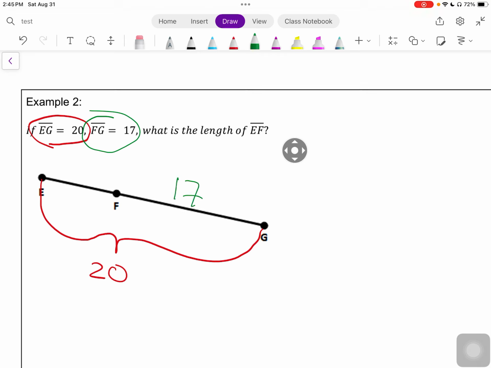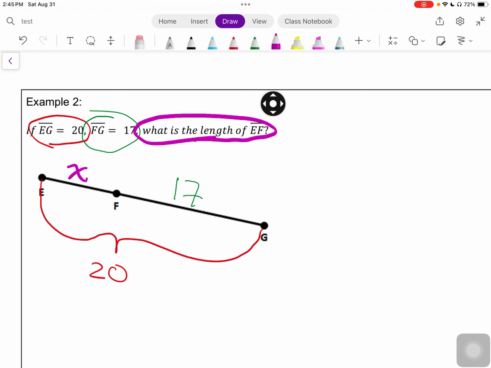And then what is the length of e to f? So now, a little strategy that we use sometimes is I can put an x where e to f is. And then from here, I can set up my equation. It might make things easier for you.